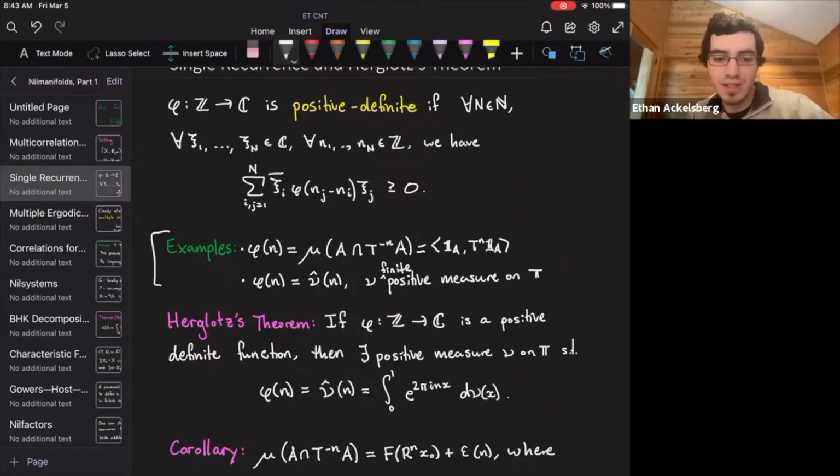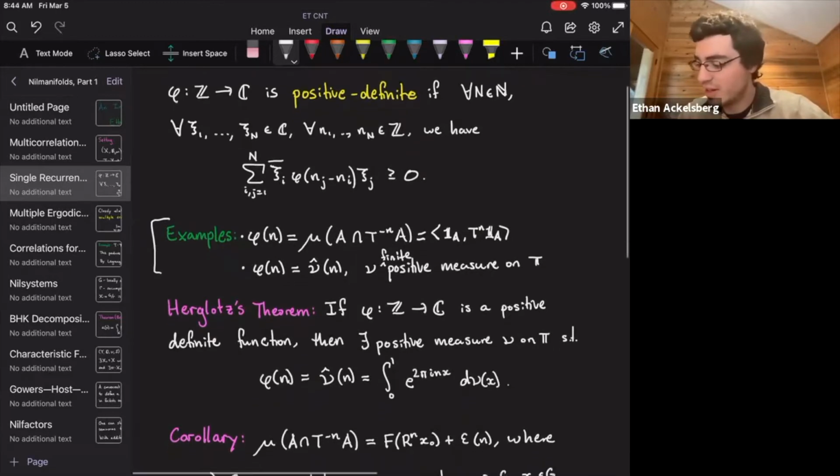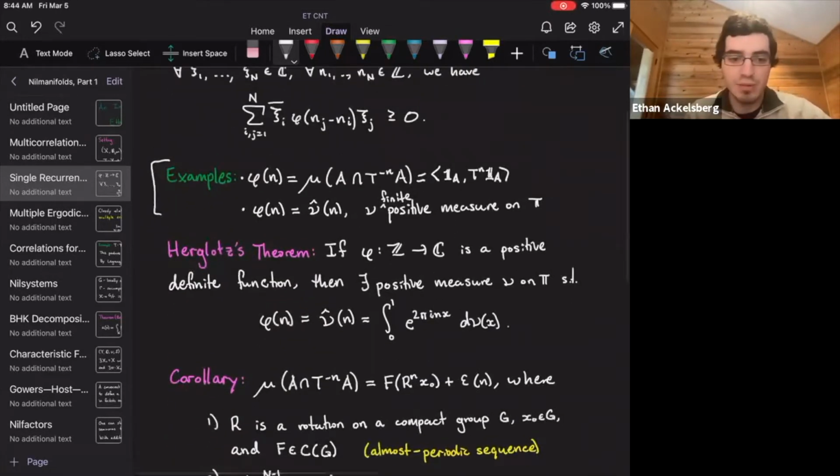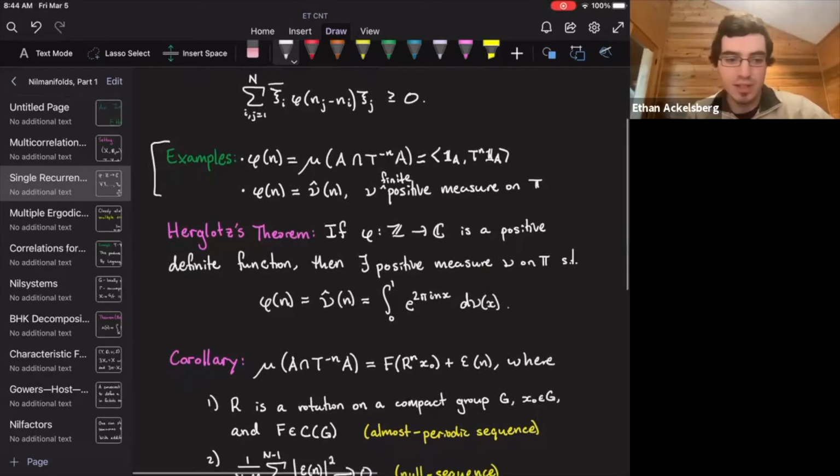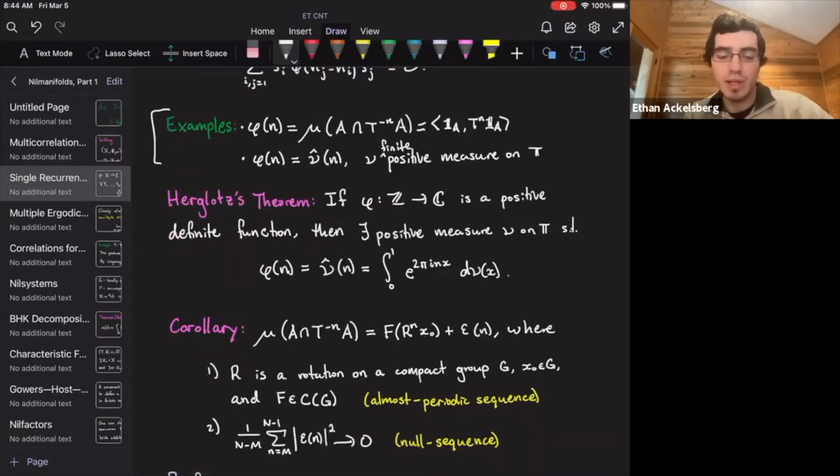So if we just look at the measure of A intersected with T to the minus nA, we can write it as the sum of two pieces, which I want to think about as a structured part and a random part. And the structured part has the structure of an almost periodic sequence. And because I want to do dynamics, I've represented it in this dynamical way as a continuous function evaluated along an orbit in a compact group rotation. And the second piece is a null sequence, where we get some limit going to 0 in density.